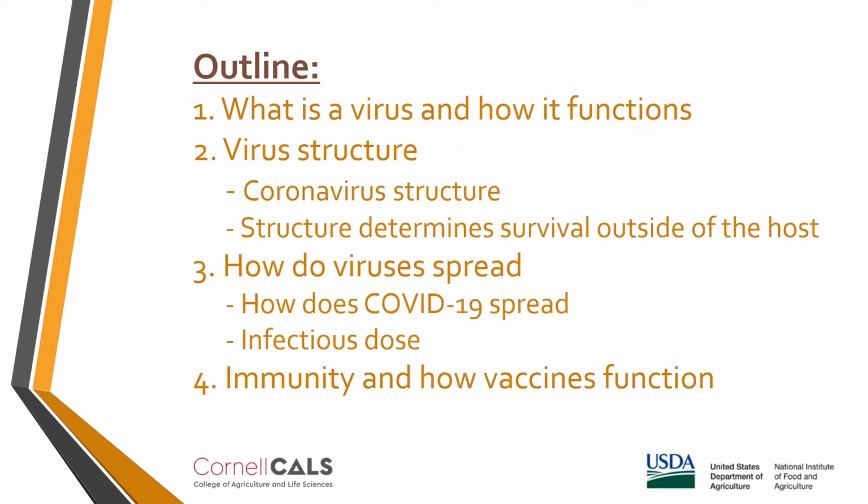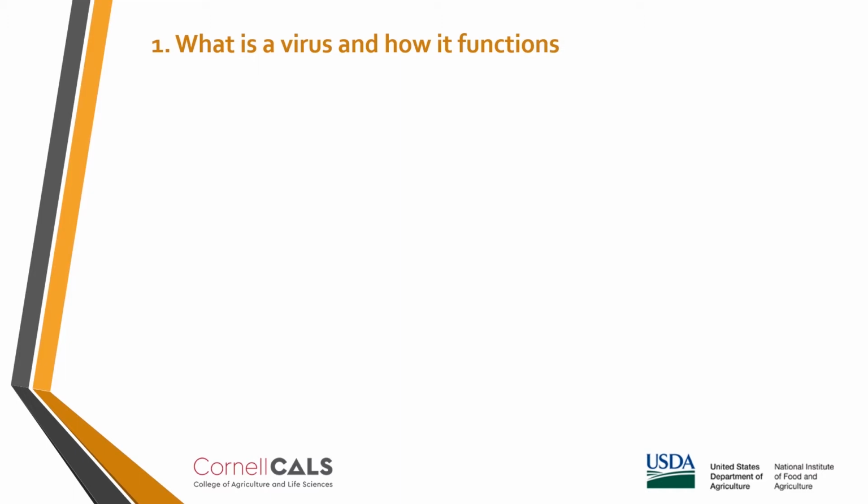We will first look at what is a virus and how it functions. We will look at the general virus structure as well as specific structure of coronaviruses and how this structure determines the survival of viruses outside of the host. We will look at what is required for a successful infection to occur and how the virus spreads, as well as how our immune system protects us from infection and the positive role vaccines have in this process. Let's start from the beginning and see what a virus actually is and how it functions.